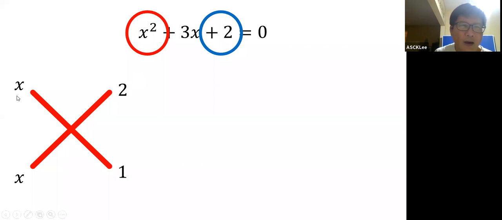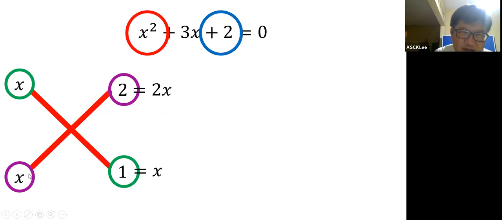2 times 1. Now, after that, what you have to do is multiply diagonally. x times 1 is x, and x times 2 is 2x. Now add these two up. The final step is very simple. Add these two up, 2x plus x, and you get 3x, and compare it with this. If they are the same, if the addition equals 3x, then you have hit the factors. The factors are x plus 2 and x plus 1. For our case, 2x plus x indeed is 3x. So we have our factors.